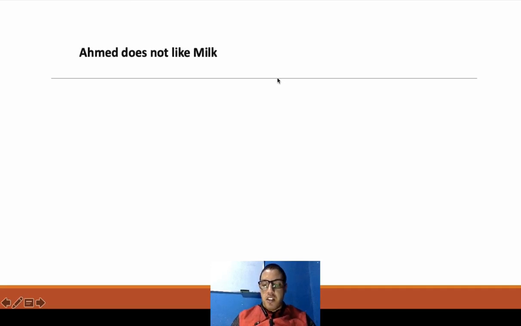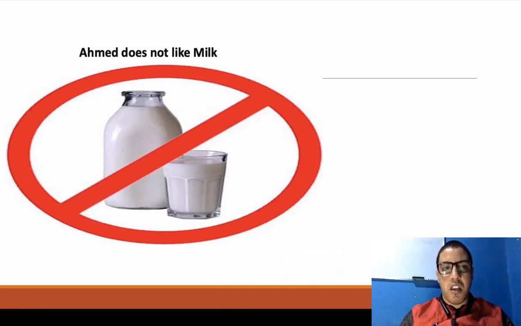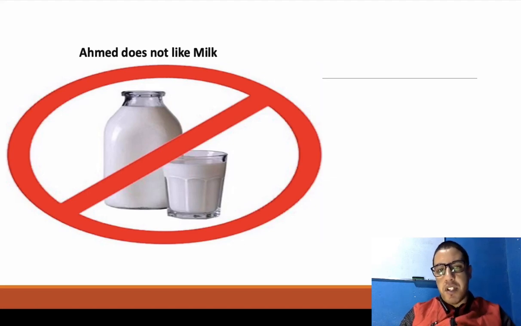Another example is the same person, Ahmed. We know that Ahmed doesn't drink milk. Ahmed hates milk. So one day, I put the milk in the fridge. Okay? And when I came back to take the milk that I put in the fridge, I didn't find it. Then I will ask my friend, hi, did you see the milk that I put in the fridge? Then my friend says, no, it is not me. I think that Ahmed is the person who drank the milk.